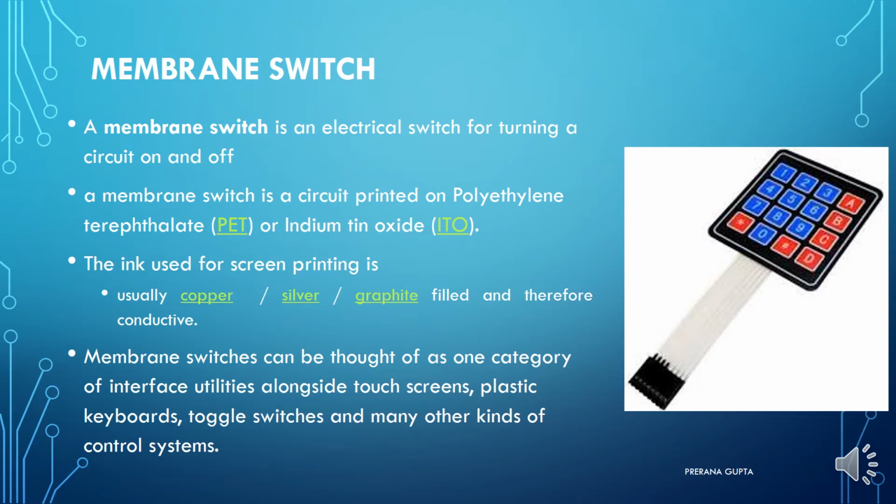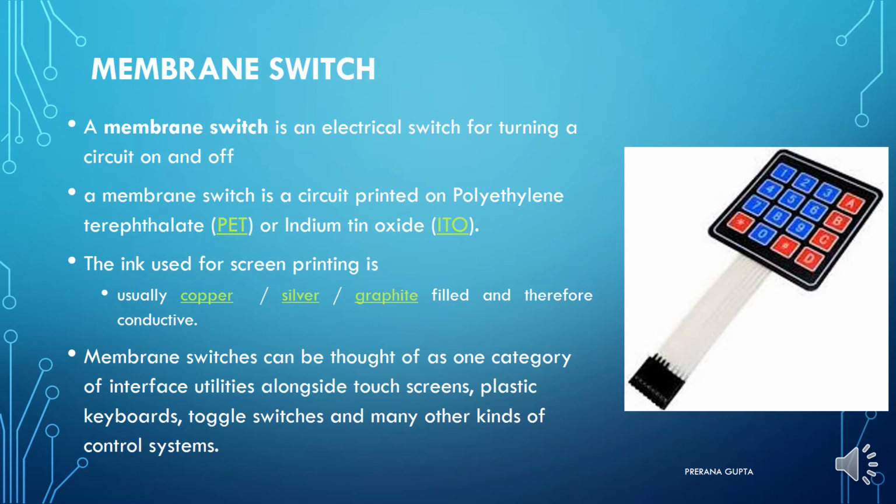It is like a board on which the numbers and characters are printed, and it is mostly in very small size, and this is the matrix that is available. That is, matrix is small compared to the computer personal desktop keyboards. A membrane switch is a printed circuit on polyethylene terephthalate or indium tin oxide. The ink used for screen printing is copper, silver, graphite filled.